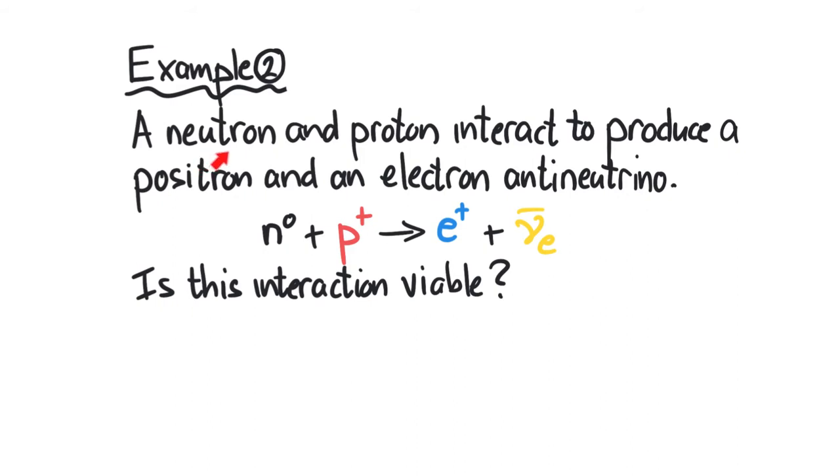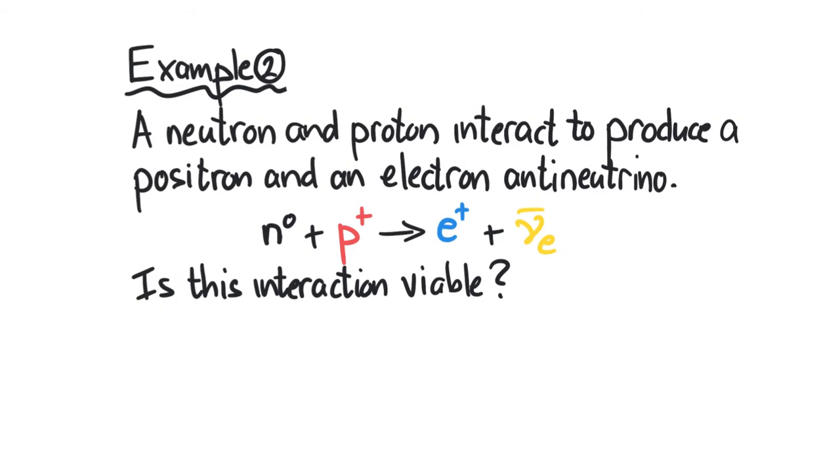We have a neutron and a proton interact to produce a positron and an electron antineutrino. So symbolically it's written as this. We've got the neutron plus the P plus as the proton produces a positron E plus plus the anti-electron neutrino. So is this interaction viable?